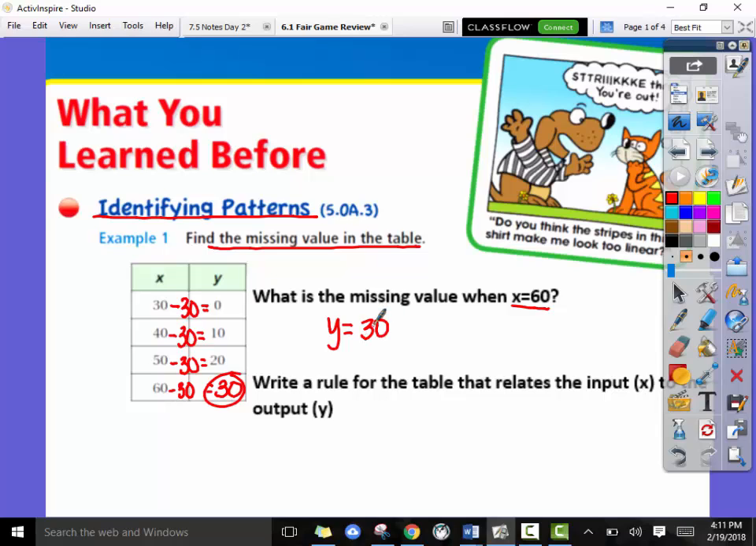The second question then says write a rule for the table that relates the input to the output. So what did we do to the input to get the output? X is the input, Y is the output. Well, what we did was we took our input minus 30, and that equaled the output.